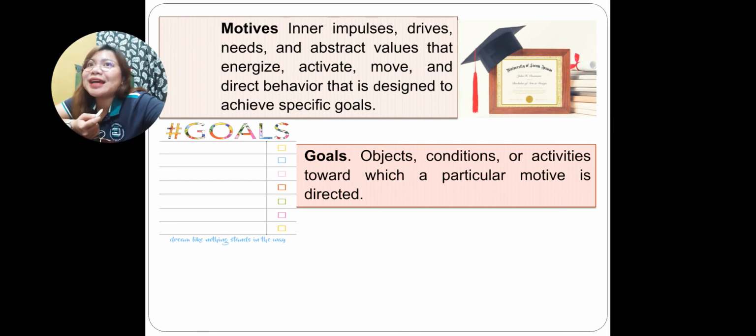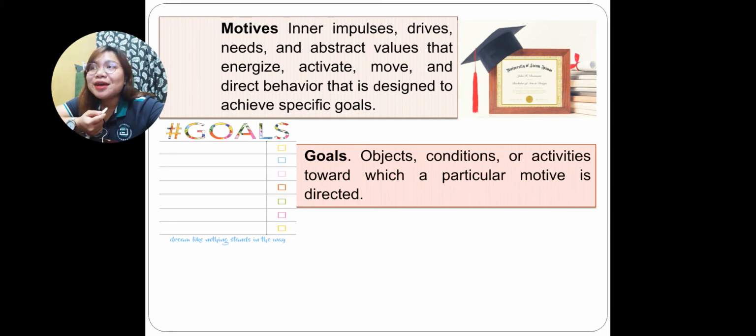Okay? For example, class, as for me, my motive for today is to be able to make a video of my lessons to my students so that ma-upload ko na sa YouTube. So how am I going to do about it? Okay? So first is make the presentation, check, record the video, that's what I am doing now, and later on upload it on YouTube. So at the end of the day, I have those 3 goals which directs me to my motive of being able to upload my video for my students to see it.